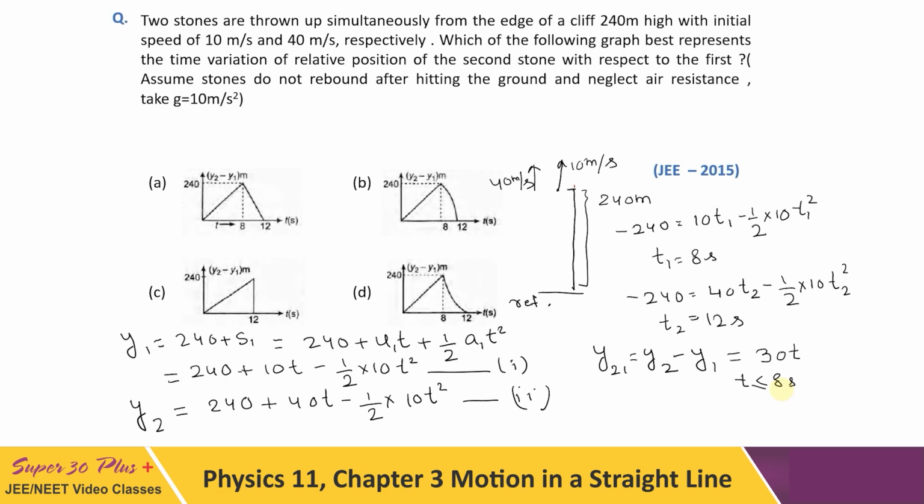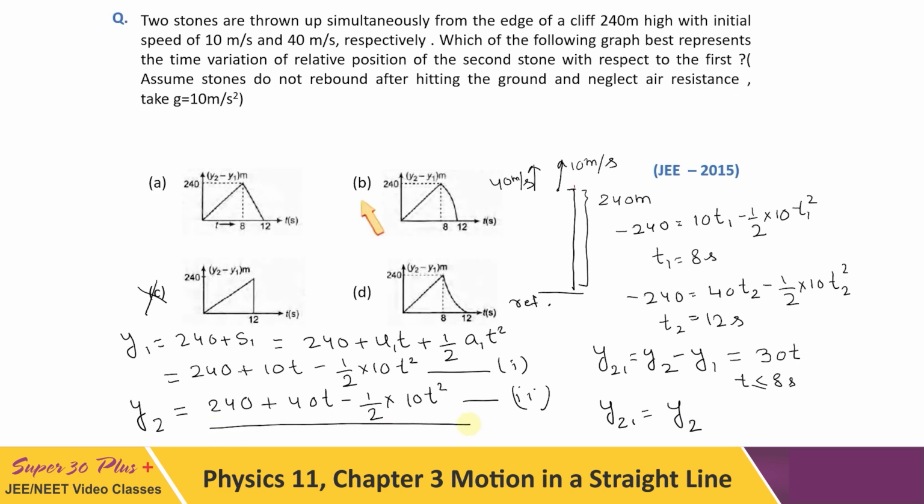Which option is this? Options A, B and D have the same nature till t is equal to 8 seconds. C is not correct because it is saying that up to 12 seconds this is the nature, which is not true. Now let us see what happens after time t is equal to 8 seconds. After t is equal to 8 seconds, particle 1 will come to the ground, so its position is now not going to change. So we will get y21 as y2, and that has to be parabolic, because this equation will be there, which is a parabolic equation.